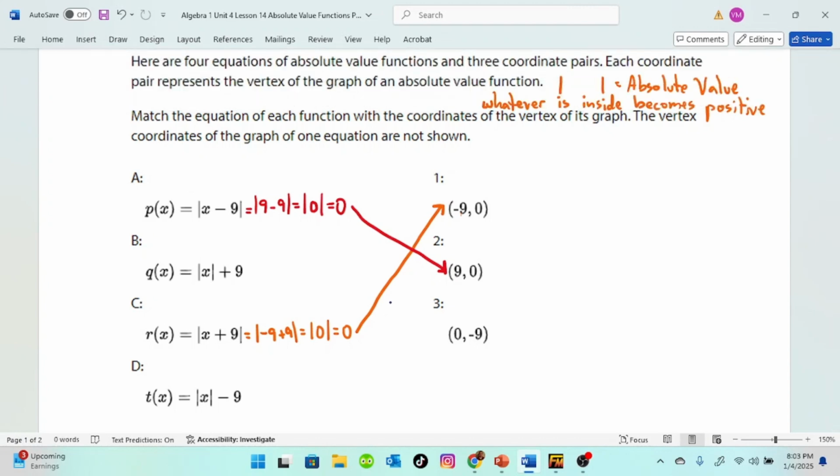And finally, we have a 0 for x. So if we put 0 into b, we have the absolute value of 0, which is 0, and 0 plus 9 becomes 9. That is not what we have in number 3. So when we take this 0 and we put it into d, then the absolute value of 0 is 0, and 0 minus 9 becomes negative 9, which is what we have in number 3.